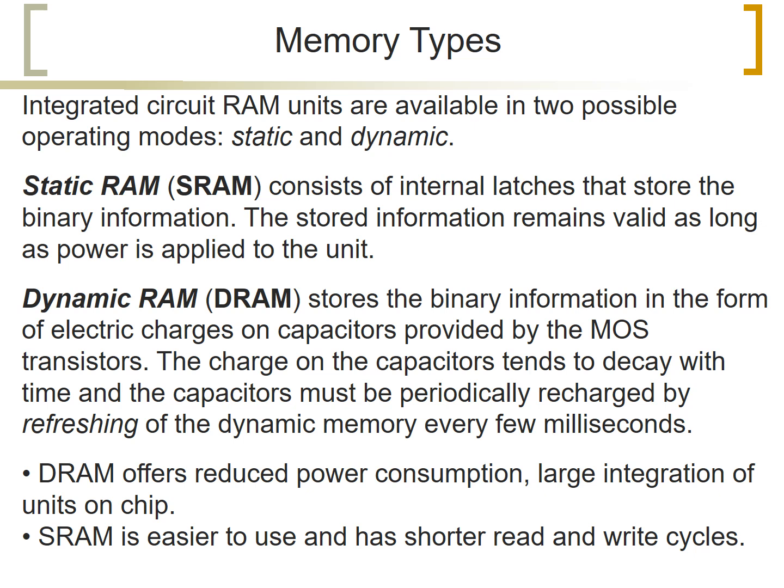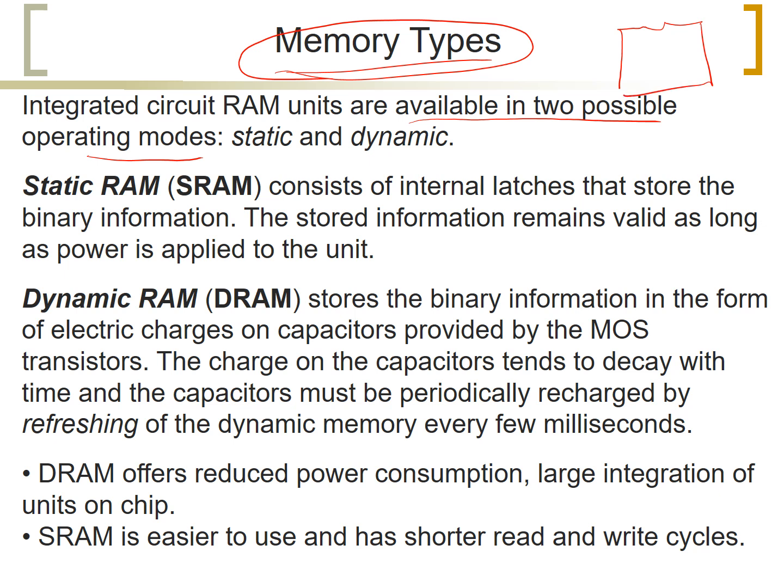Now we look at memory types. Integrated circuit RAMs are available in two possible operating modes, because a memory unit we can usually buy as an integrated circuit, which has a number of memory words as specified in the datasheet of the memory. There are two types of operation. One is called static RAM and the other is called dynamic RAM.